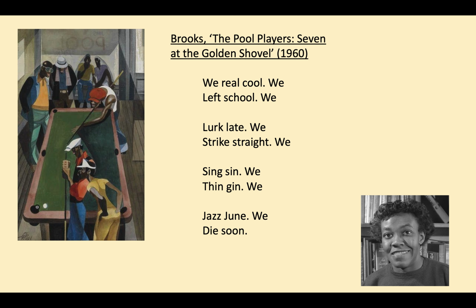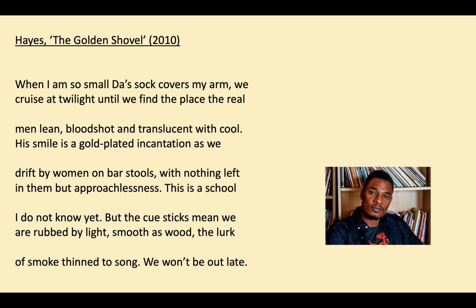The second poem we're going to read is by Terence Hayes. And this is called The Golden Shovel. So already maybe we can see a connection, because Brooks's poem was called The Golden Shovel, or it was at the Golden Shovel, and Terence Hayes' poem is called The Golden Shovel. So there's some connection going on here. I'm just going to read it out, and I just want you to think to yourself, what connection could there possibly be between this poem and the poem we just read?